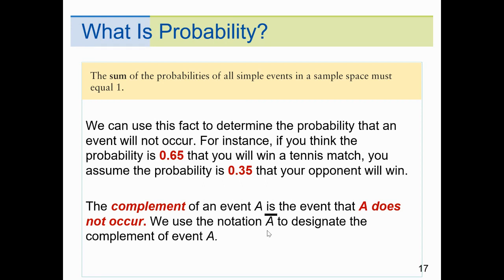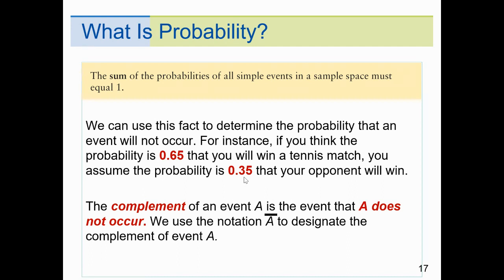Many times it's easier to find the probability that it doesn't occur and then calculate the probability that it does occur. You come at it kind of in reverse order. For instance, if you think the probability is 0.65 that you win a tennis match, you can assume that the probability is 0.35 that you'll lose, that the opponent will win. How did I get to 0.35? I took 1, subtracted 0.65, and it gave me 0.35.